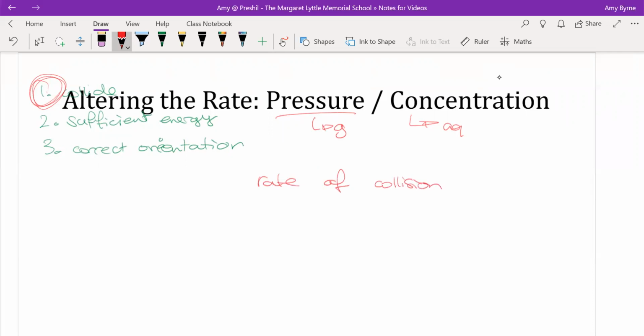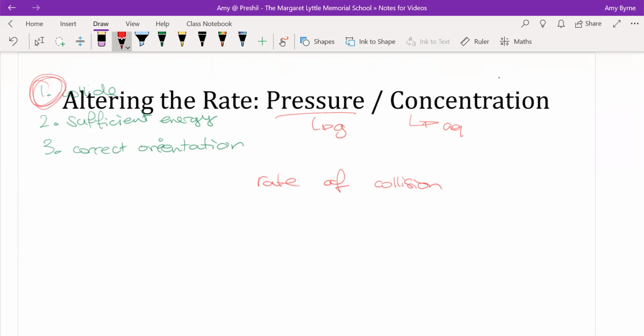It doesn't alter the energy, so I can have 1 mole per dm³ hydrochloric acid at 25 degrees. I can also have 5 mole per dm³ hydrochloric acid at 25 degrees. If I have the same temperature, I'm dealing with the same energies. It's only once I start messing with temperature that I'm changing that sufficient energy. I'm also not changing the proportion of molecules that collide in the correct orientation.